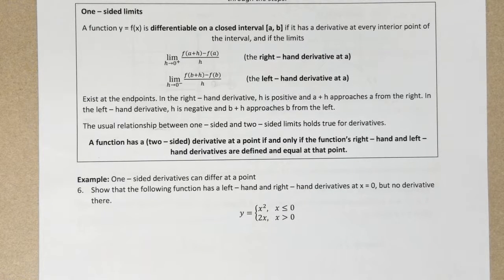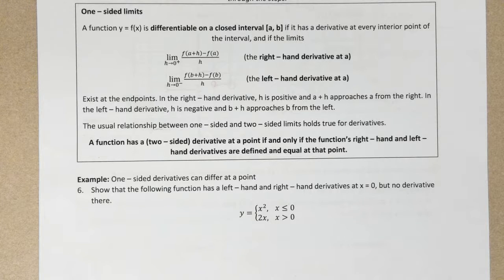Okay, now on to one-sided limits. A function y equaling f of x is differentiable on the closed interval a to b if it has a derivative at every interior point of the interval, and if the limits from the right and from the left exist at the endpoints. In the right-hand derivative, h is positive and a plus h approaches a from the right. In the left-hand derivative, h is negative and b plus h approaches b from the left. The usual relationship between one-sided and two-sided limits holds true for derivatives.